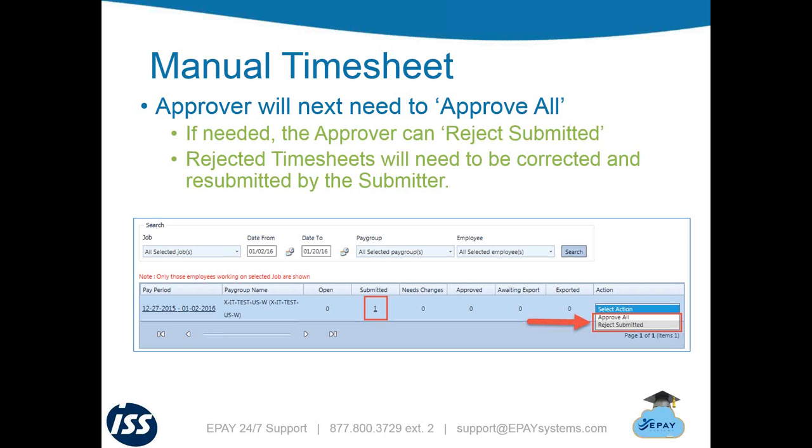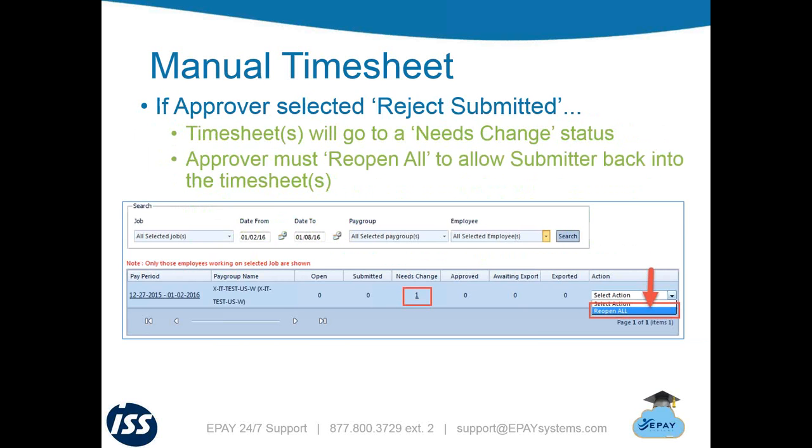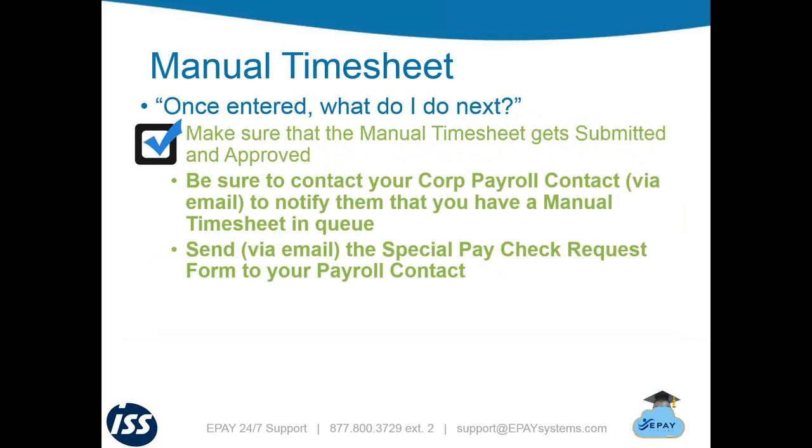So as I go through here, let me scroll up just a tad. Once you go through that particular process, be sure to contact your corporate payroll contact to let them know that you have a manual timesheet in the queue, and you're going to want to send them via email a special paycheck request form for their records as well. So that process doesn't change.